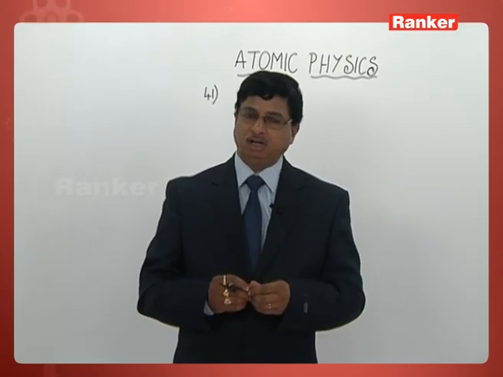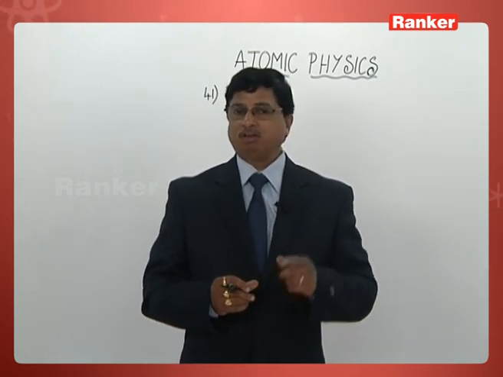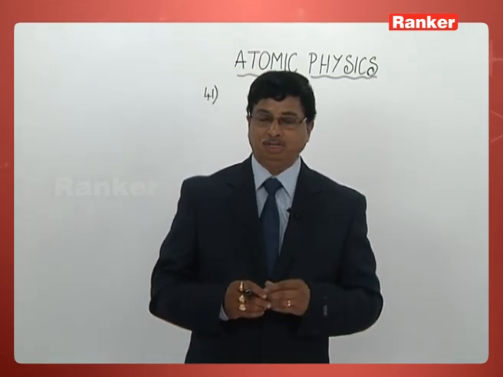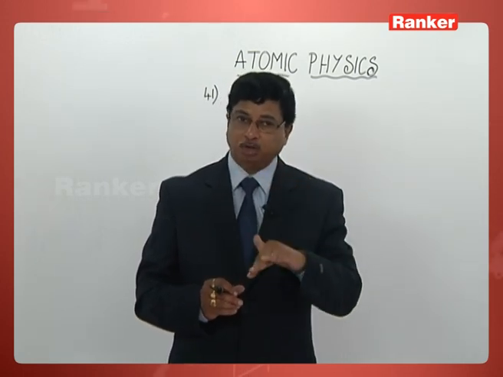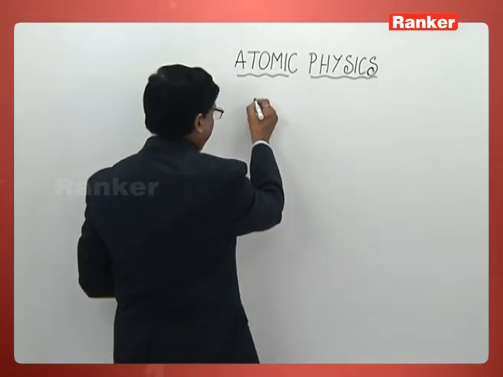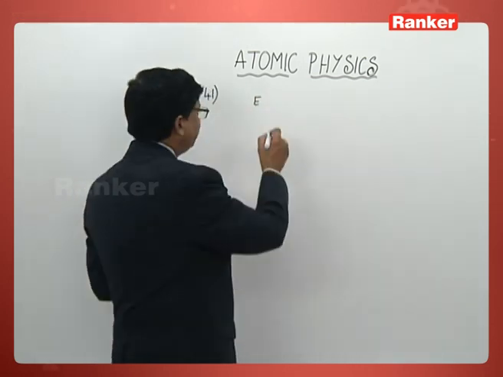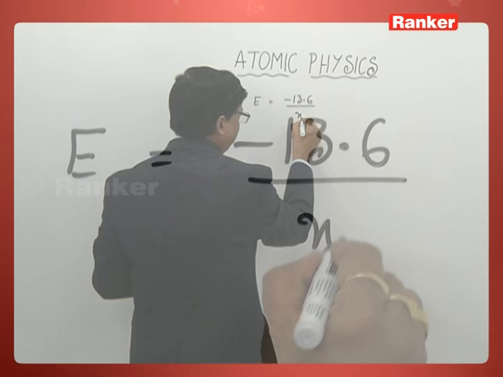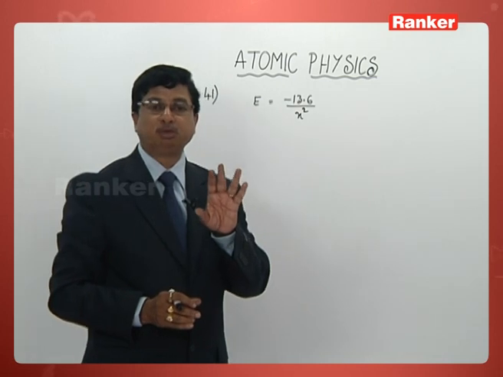All of you have seen already in the previous problem, just before this 40th problem, we identified that energy is not inversely proportional to n. It has to be inversely proportional to n square. That's why that second option given in that problem was taken as wrong. Now exactly in the same manner, the energy needed to remove an electron is equal to minus 13.6 divided by n square. That is the correct equation which one has to remember.